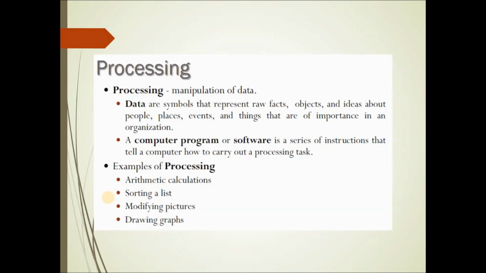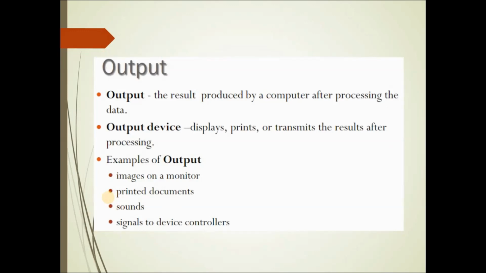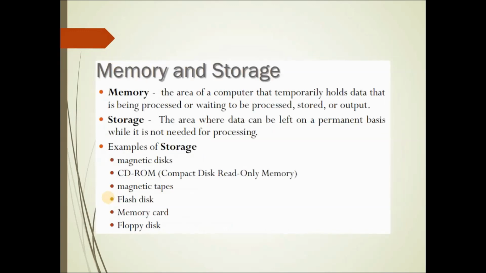Okay, so now output is also there. Output is the result produced by a computer after processing data. An output device displays, prints, and transmits the results after processing. An image on a monitor, a printed document, a sound signal to device controllers, these are the outputs produced by the system. Okay, these are basic things that you already know.